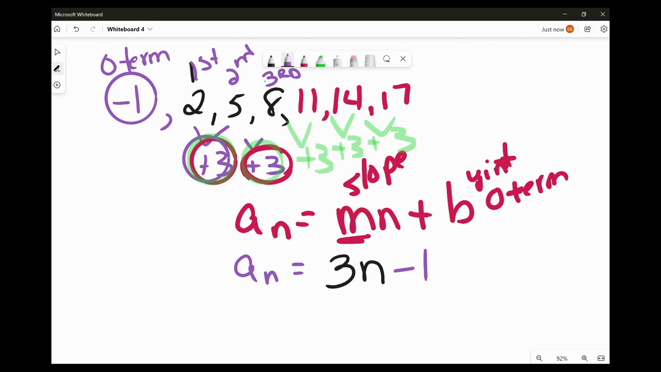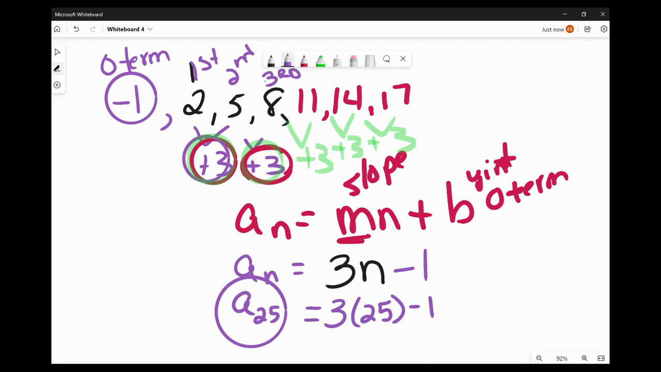If I asked you for something that looks like this, this is just a notation. That notation means I'm looking for the 25th term in this sequence. So what I would do is plug in 25 for n and solve. 3 times 25 is 75, minus 1 is 74. So the 25th term, I would write it like this, the 25th term equals 74.